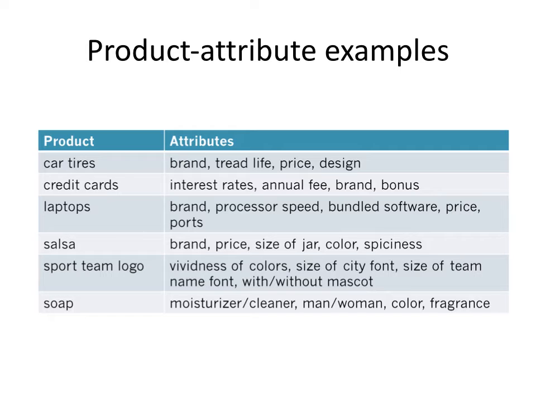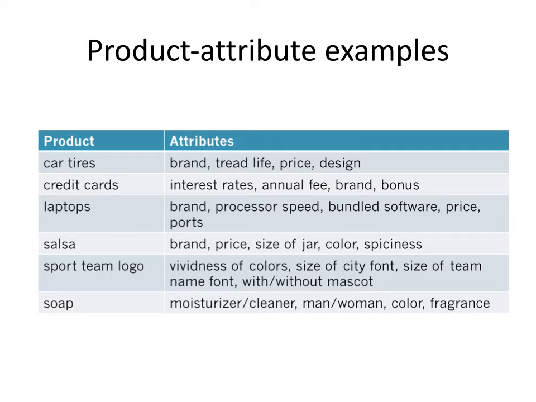Conjoint analysis can be used or adapted to most products. All it takes is the ability to identify discrete, important attributes. And these are some examples. Car tires can be thought of as some combination of brand, tread life, price, and design. Credit cards, the important attributes are interest rates, annual fee, brand, and bonuses.